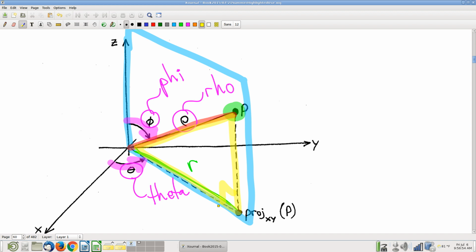And so here's another thing you can write down. Looking at this angle being phi. That angle is phi. And you can persuade yourself that r then is rho sine phi by looking at that yellow triangle.